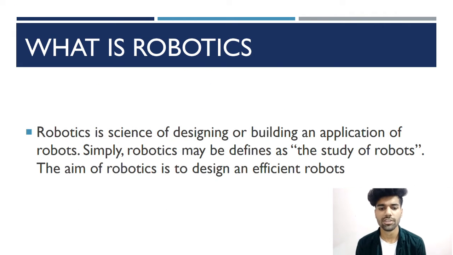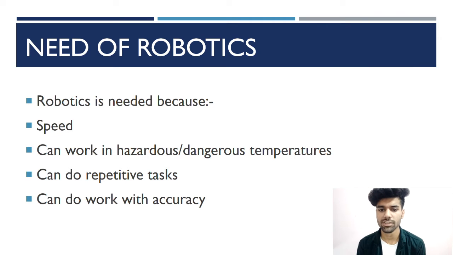Now, what is robotics? Robotics is basically a science that is used to design and develop robots. What is the need for robotics or robots? Robots are basically fast. They can do dangerous work in hazardous temperatures. They can do repetitive tasks, and they are pretty accurate.